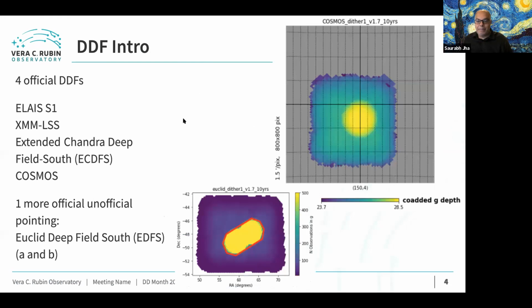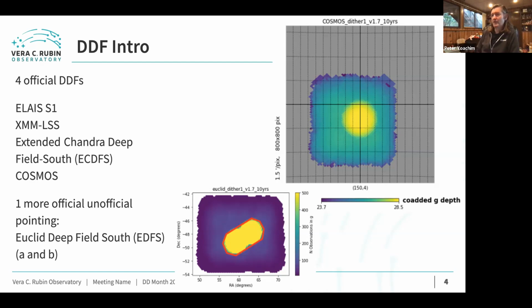So I think this is the first one. Yeah. So just a brief introduction to the deep drilling fields. There's very little requirements on the deep drilling fields. I think the science requirement document just says they should be about a magnitude deeper than the Wide-Fast Deep survey. And so here are just 2 plots. One where I'm showing the coadded depth of the Cosmos field, and then down below is an image of the Euclid double field. So we've got 4 official fields.